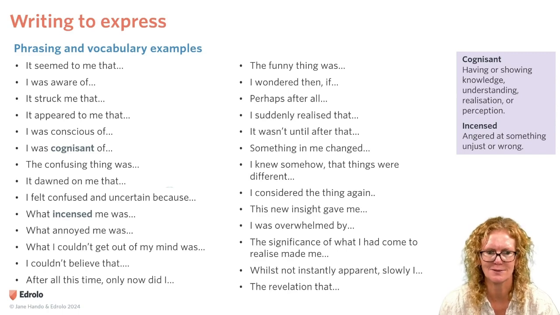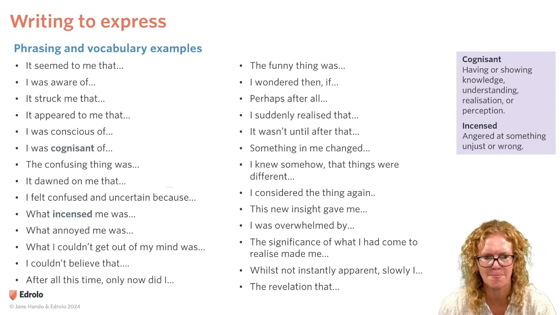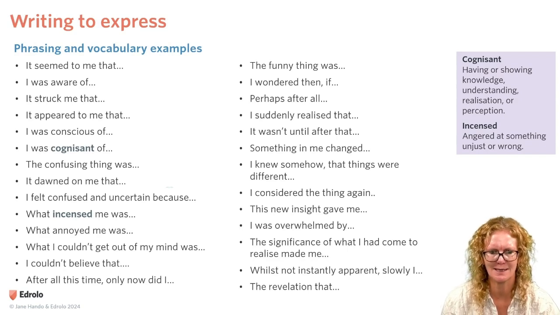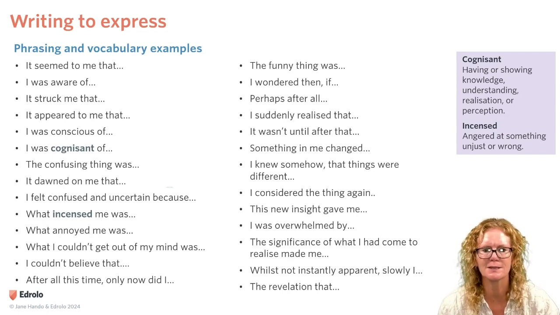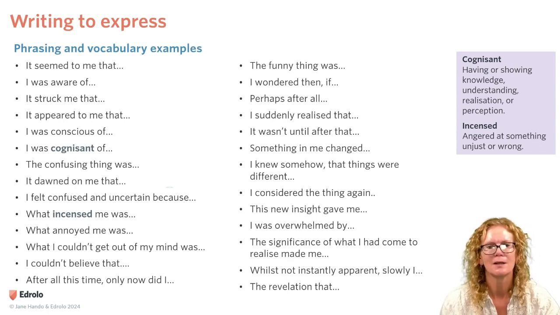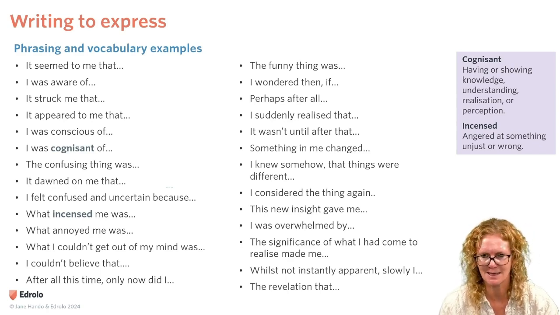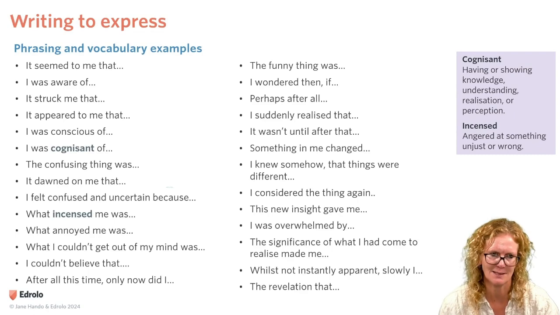Note the tonal shifts there too. There may be moments where there's a startling revelation or maybe there's a sad kind of truth to what's happened. It wasn't until after that something in me changed. I knew somehow that things were different. I considered the thing again. This new insight gave me. I was overwhelmed by. The significance of what I had come to realise made me. Whilst not instantly apparent, slowly the revelation that. So hopefully those phrases and vocabulary examples are useful in guiding you to write in a way that expresses your thoughts.